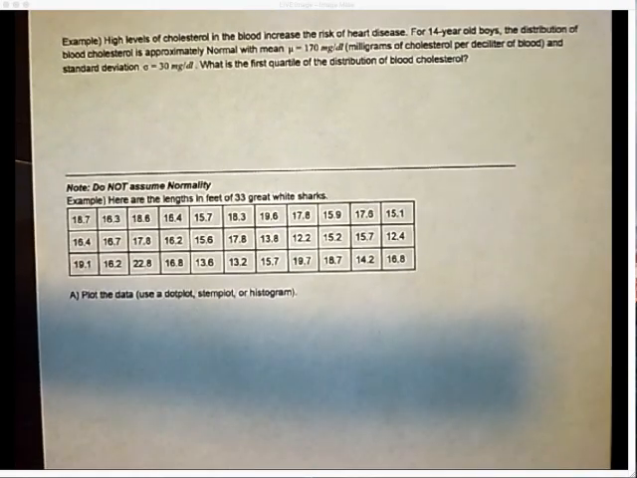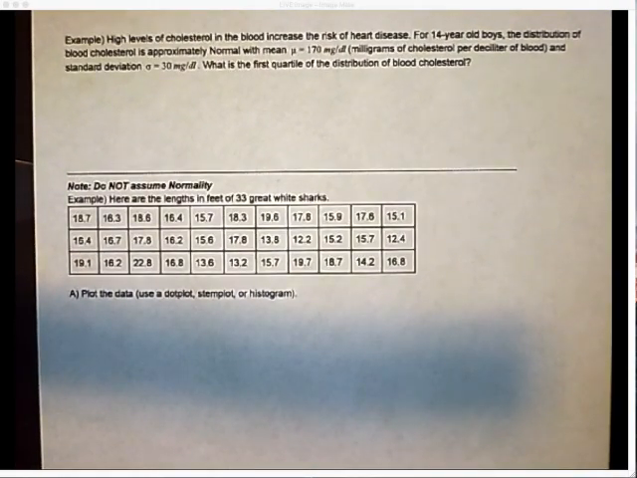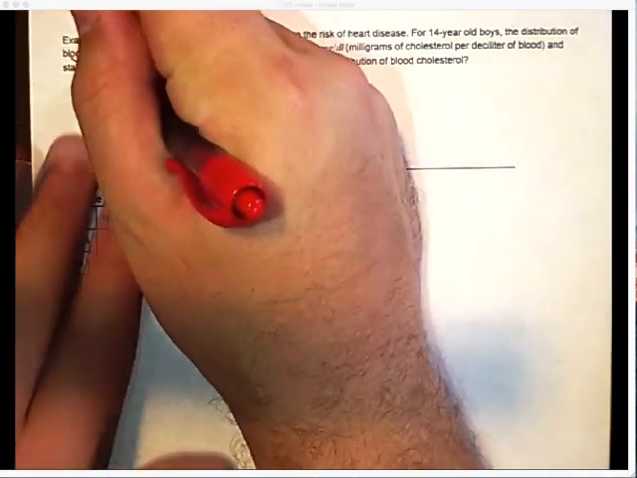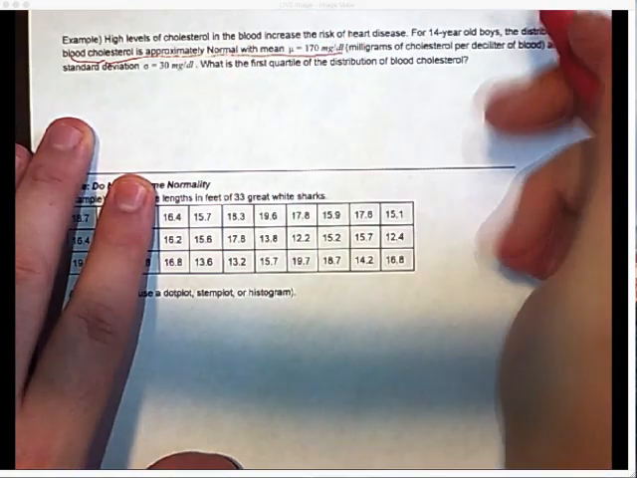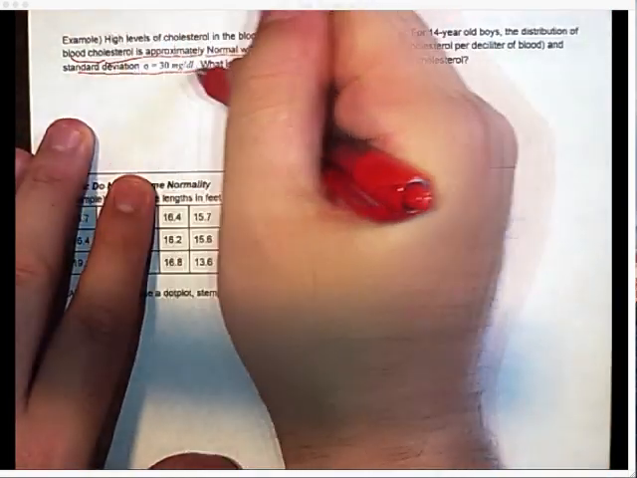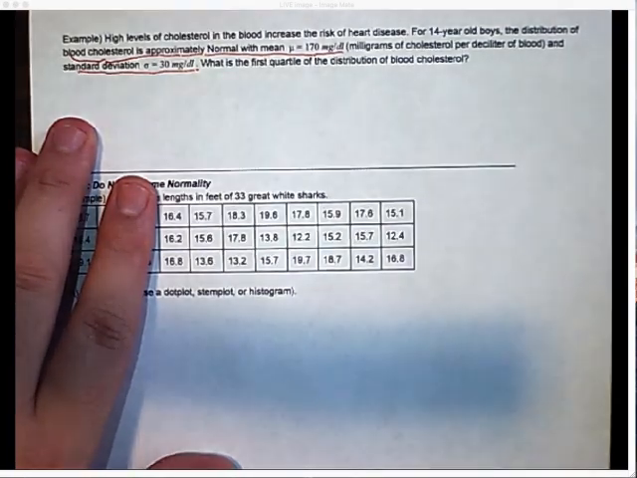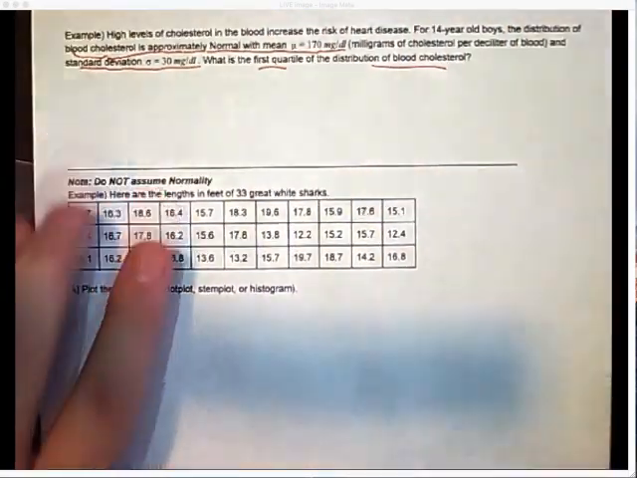All right, let's do another one. High levels of cholesterol in the blood increase the risk of heart disease. For 14-year-old boys, the distribution of blood cholesterol is approximately normal, with mean of 170 and standard deviation of 30. What is the first quartile of the distribution of the blood cholesterol?